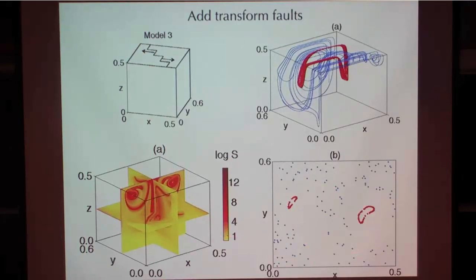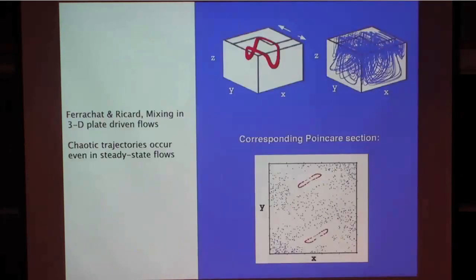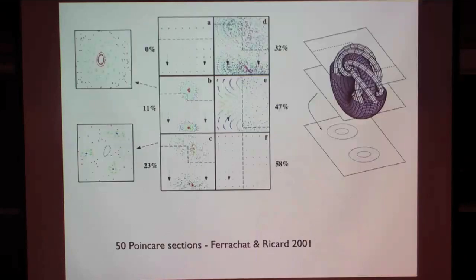Maybe this will be useful. The people who really thought about this first were Sylvain Farachat and Yannick Ricard. They computed something similar, looking at these chaotic trajectories before that illustrative model that I just showed you. This is basically their Poincare map of a simple flow with one transform fault on it. The flow is remarkably simple and yet leads to this massive complexity.